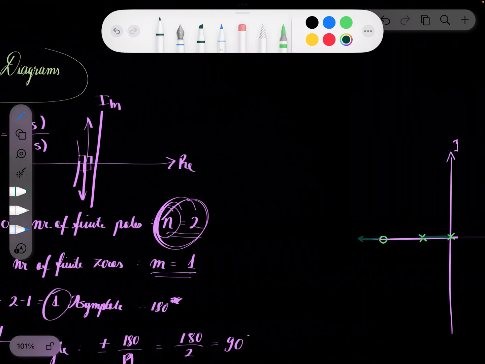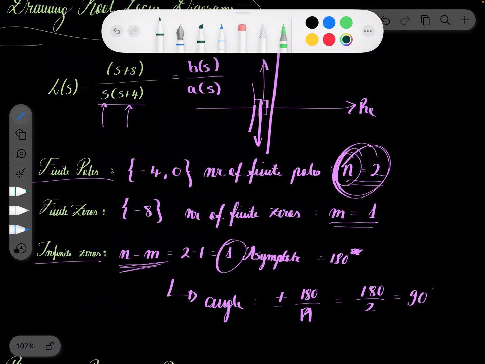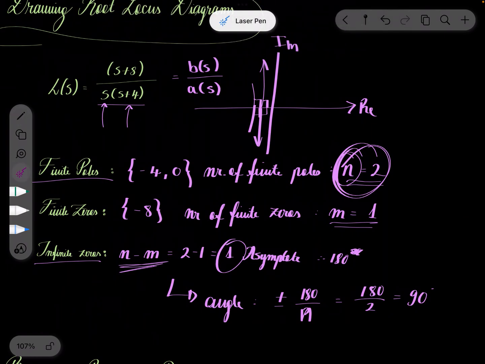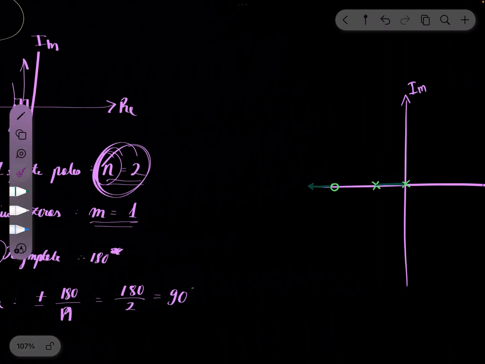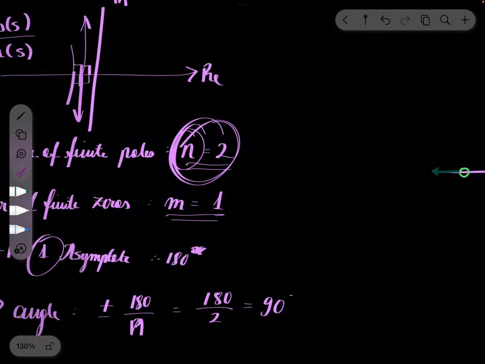Poor thing. But why does it go off to infinity searching for its pair? Because we said in part 1 that the number of loci that go off to infinity is n minus m. In this case, n minus m is... so 2 of our loci, we have 2 loci, but only 1 is going to go to infinity. So this one goes to infinity. Okay, so we've done this.